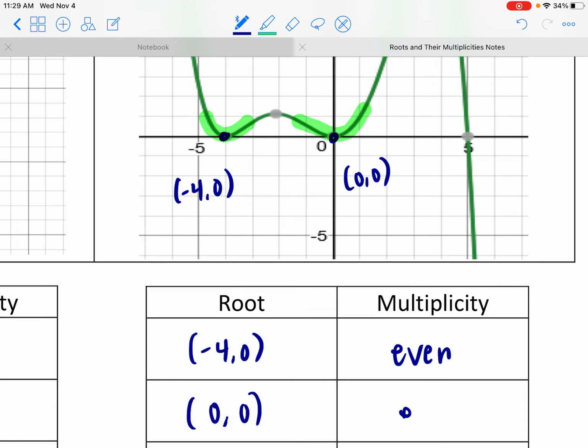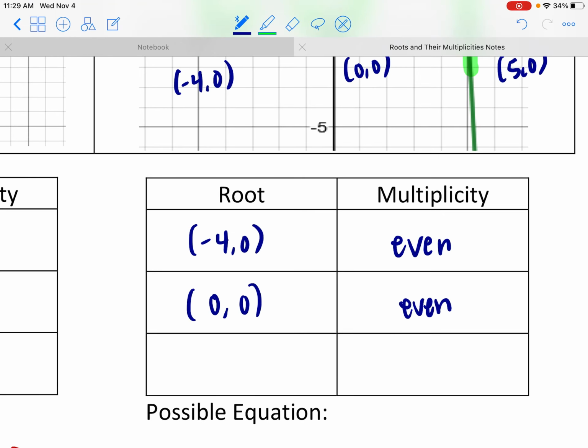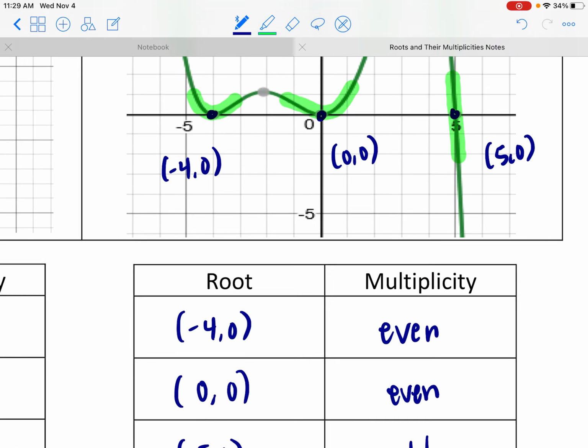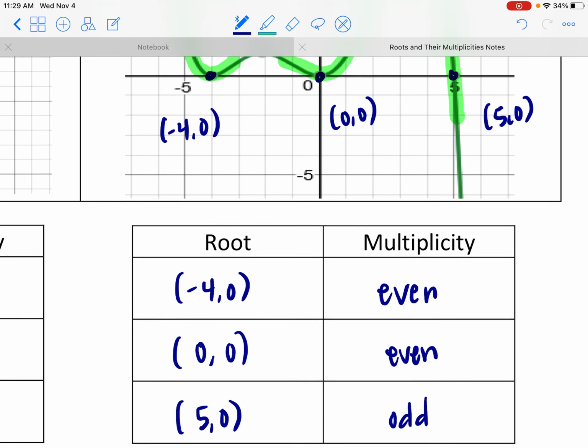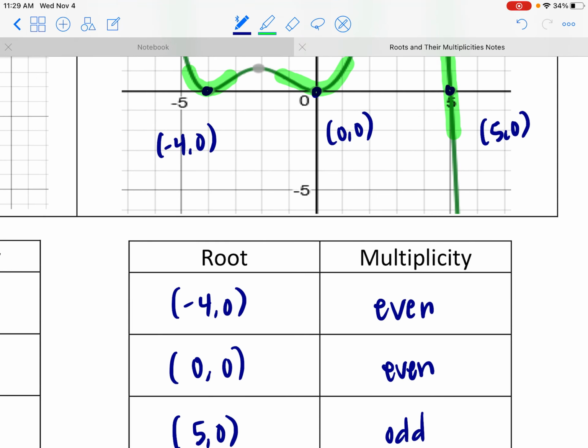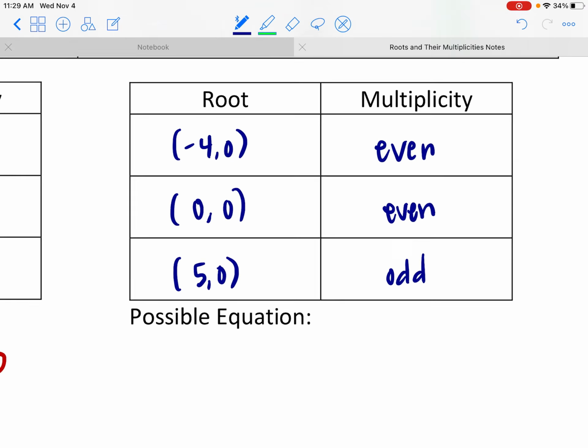And lastly, we have this root at 5, 0, and that does not bounce. The graph is above the x-axis, hits it, and then is below. That goes through the x-axis, so I know that my root at 5, 0 has an odd multiplicity. Okay, and again, it goes straight through, which means it's probably a multiplicity of 1. If it flattened out there, it'd probably be a 3 or a 5 or something bigger.